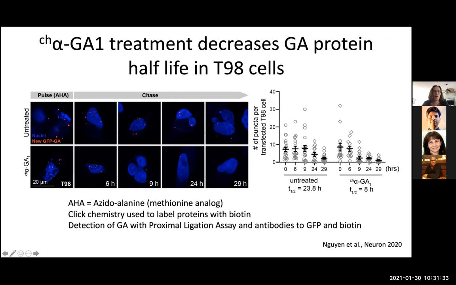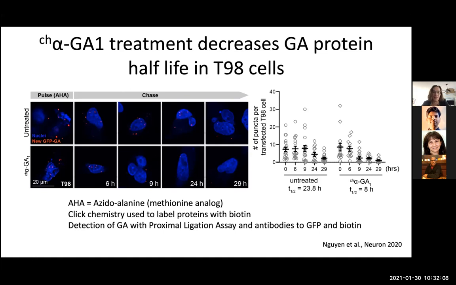So GA1 treatment decreases the GA protein half-life in T98 cells. For these experiments, Nguyen expressed GFP-GA and used an azidohomoalanine methionine analog to track the synthesis of new proteins. And then she measured the protein turnover using click chemistry to label the proteins with biotin.